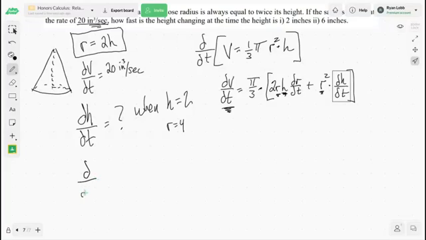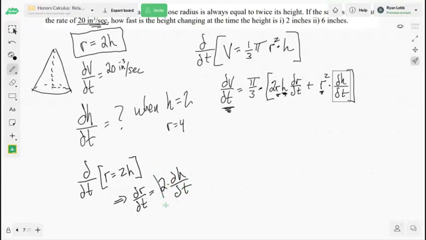So I could take the derivative of r equals 2h, which would then be dr dt is equal to 2 times dh dt. So I can now substitute all that in for dr dt, which now includes dh dt, which was what I'm trying to find. So now we have everything we need.